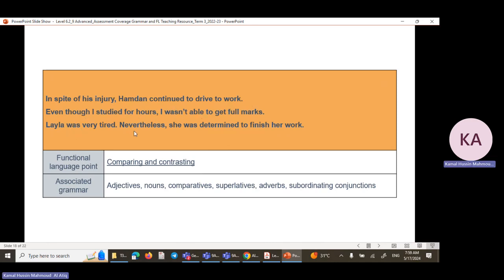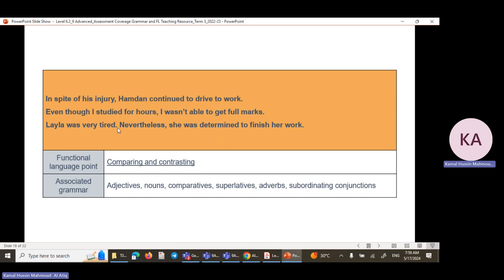Layla was very tired. Nevertheless, she was determined to finish her work. As you can see here, Layla was tired. She was determined to finish. Although she was tired, she completed her work. The result is not expected.